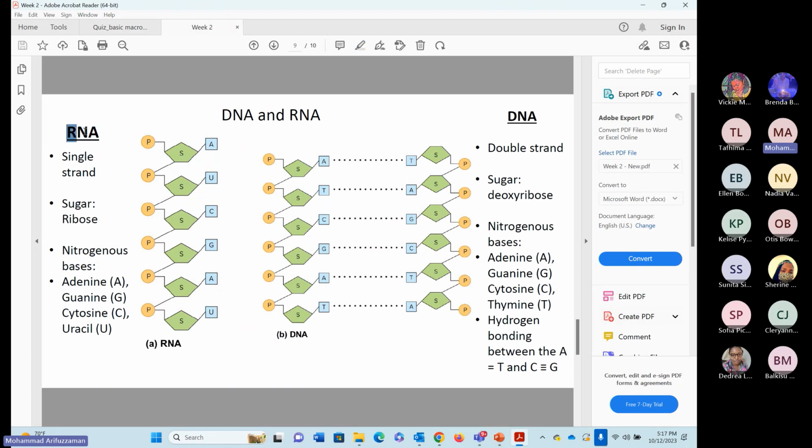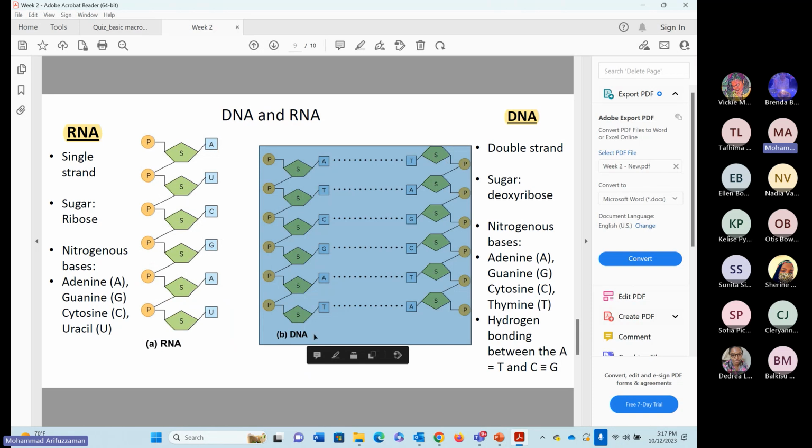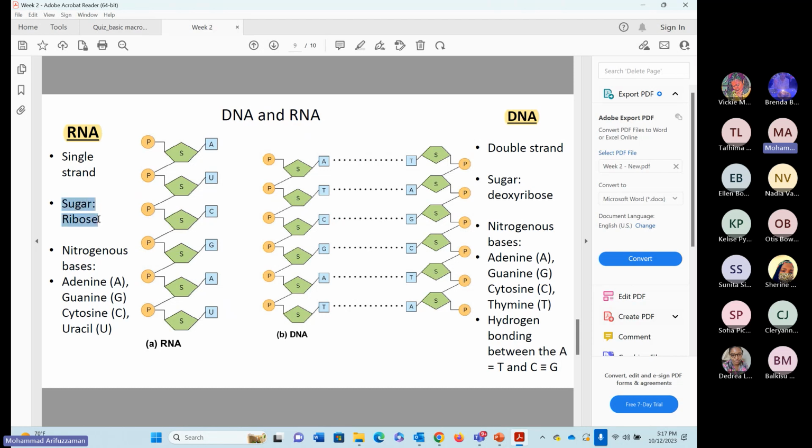You can see the RNA and the DNA, the difference. So the RNA is a single strand. You can see the structure of RNA. This is the structure of RNA. You can see here, this is the RNA, the single strand, and the structure of DNA is a double strand. You can see the double strand. The sugar in RNA is a ribose sugar. This is the ribose having 5 carbons. And the sugar in the DNA is the deoxyribose.